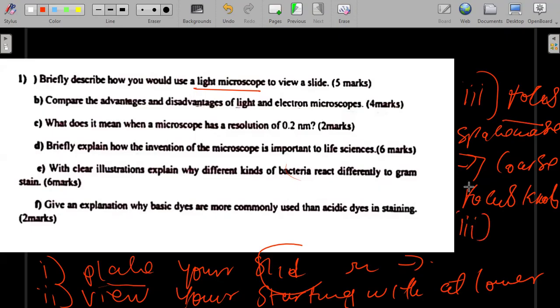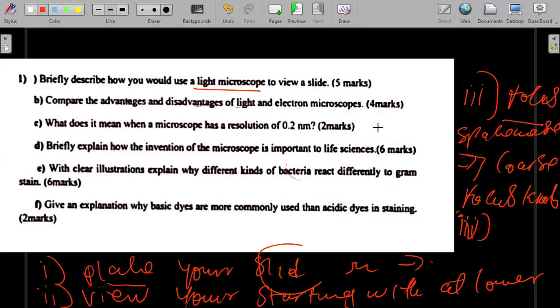So you have three points up to here. What would be the fourth one? What would be the fourth step after you focus your specimen? What would be next?